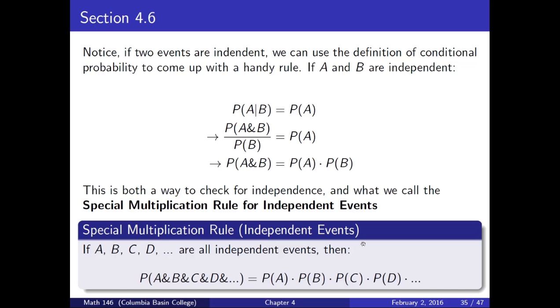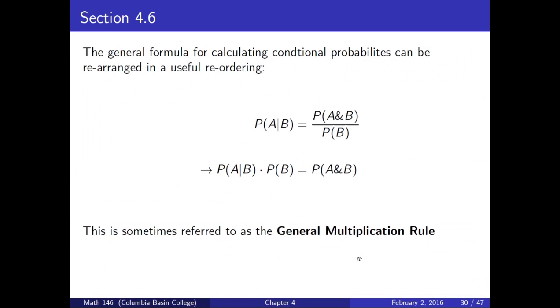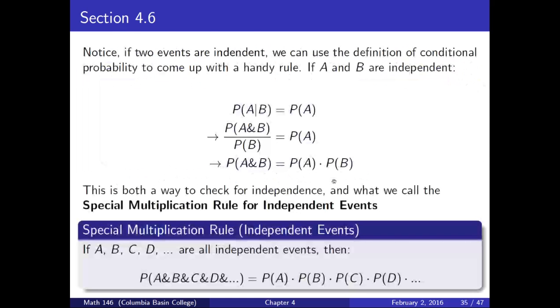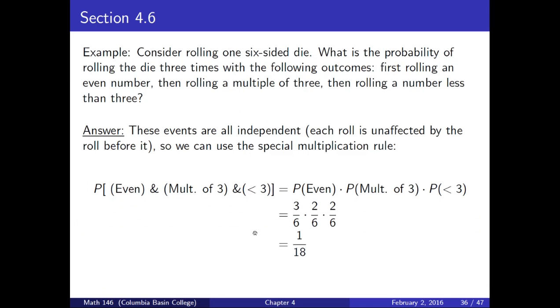It turns out that if you have independent events, say A, B, C, D, say they're all independent, and you want to calculate the probability of A and B and C and D all occurring, you can just take the probability of A times the probability of B times the probability of C times the probability of D, and so on. Now, this only works for independent events. If they're not independent, then we need to fall back on our general formula or a tree diagram. But if they are independent, then we can actually just multiply their probabilities together. So, pretty cool. Let's look at an example.